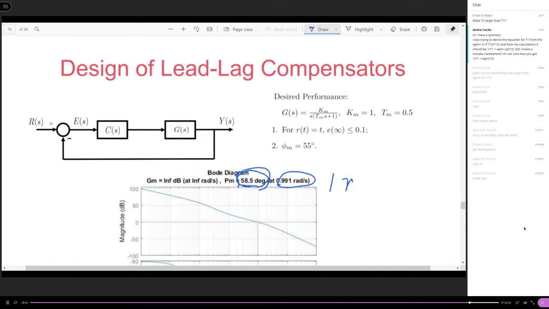Andre, I'm answering your question. You were trying to derive the equation for T1 from the phase margin equal to this. You see, for this example, this is exactly what I'm saying: I don't need this peak frequency. I think you made a mistake. The peak frequency is not going to be equal to one over T1.